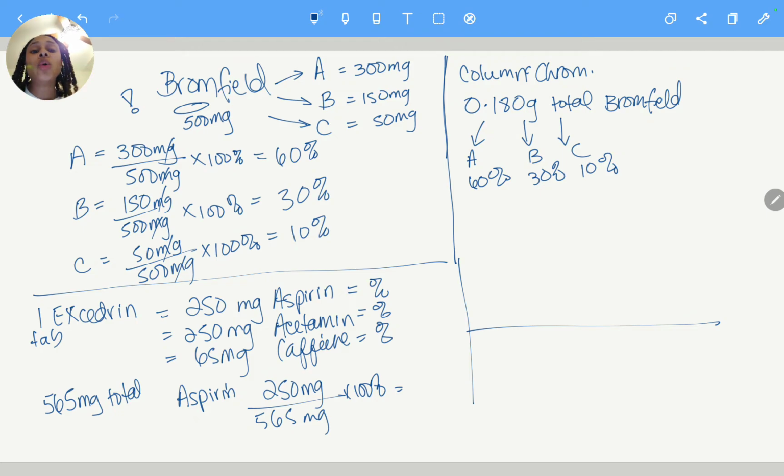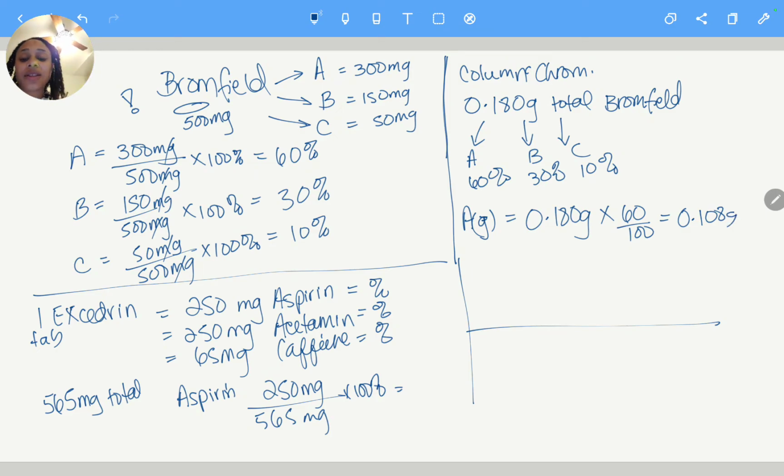So what total mass should the A be? To figure out the mass of A, you would say 60% of the total, so that's 60 over 100, times the total mass, should give me what my A should be. So if I take 0.18 times 60%, my total mass of A should be 0.108 grams.